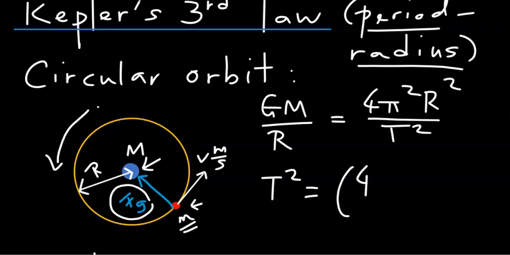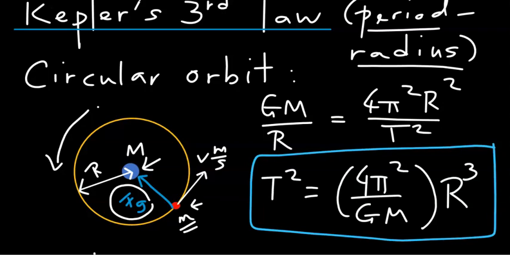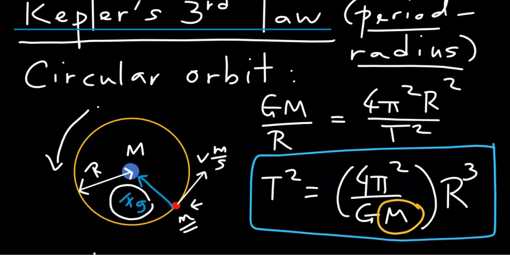Equating these two expressions, we have the following result, which can then be rearranged in the following form. T squared equals 4 pi squared over GM times r cubed. So this is an important expression which says the square of the period of any planet is proportional to the cube of the radius of the orbit. And this applies for circular orbits. This result is known as Kepler's third law. Note the proportionality constant is dependent on the mass of the central object, this mass right there.